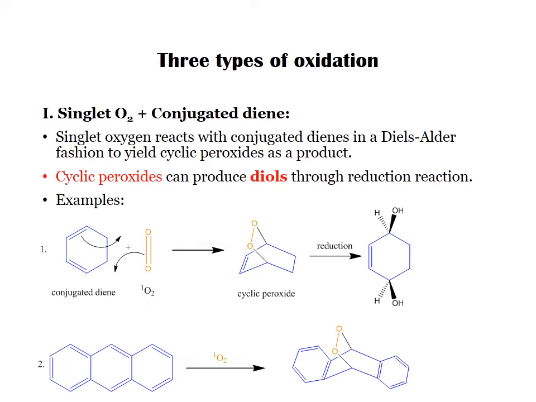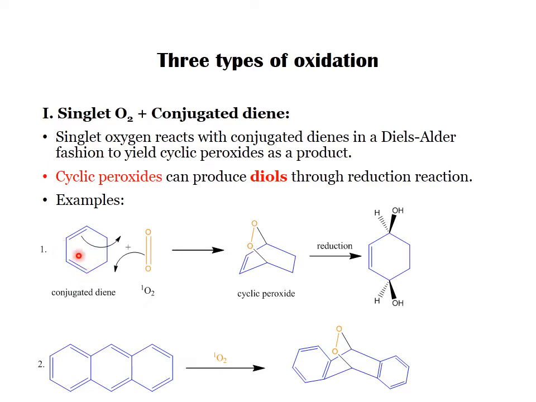So here we can have two examples. Conjugated diene, this is ground state organic substrate, is going to react with excited state oxygen. Okay, by Diels-Alder fashion. So the mechanism is a concerted mechanism, not a radical mechanism. It is a concerted mechanism. Delocalization of this electron, new bond formation between oxygen and carbon, followed by delocalization of this bond.